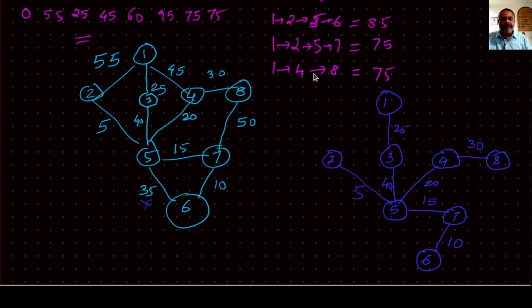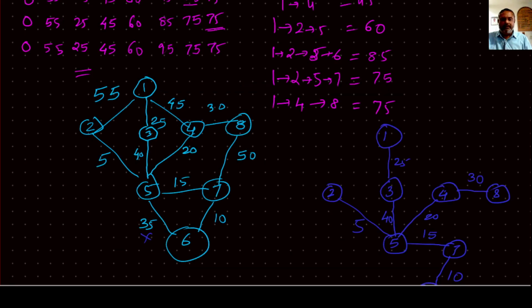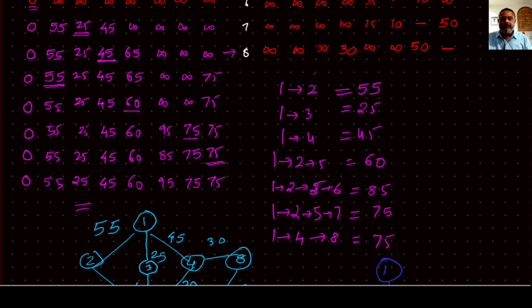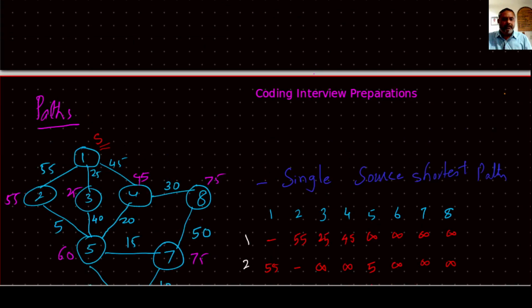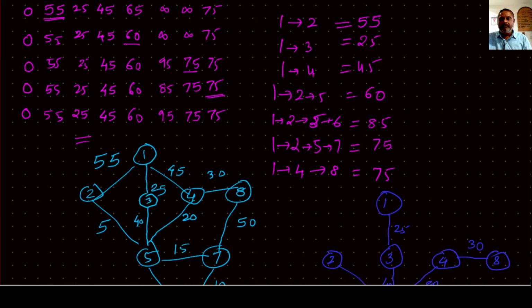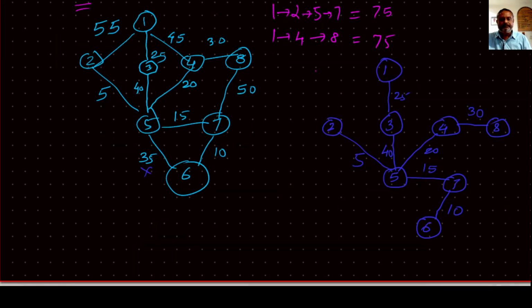Now if you try to put the minimum spanning tree in terms of the single source shortest path, then we have, let me put that here.